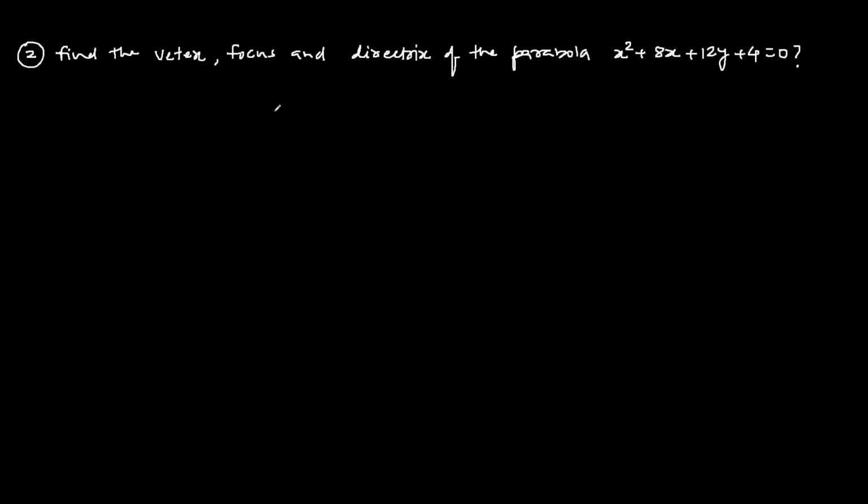Now let's see another example in which we have to find the vertex, focus and directrix of this parabola. We have the term x square. So let's write x square plus 8x. 8x can be written as 2 into 4 into x. So to make this a complete square, let's add 4 square and subtract 4 square. Then we have 12y plus 4.